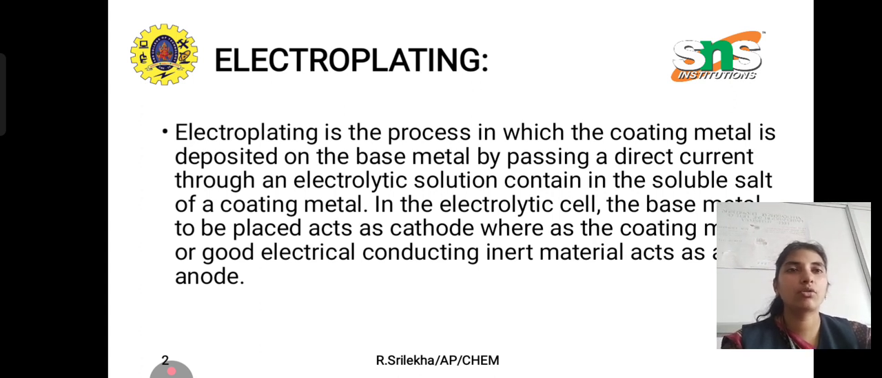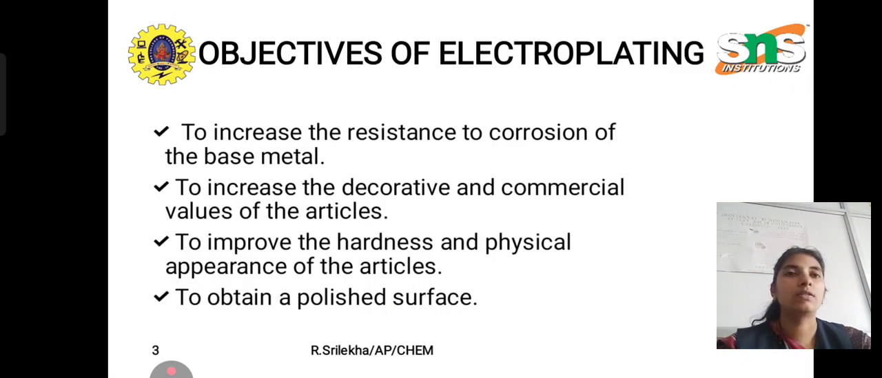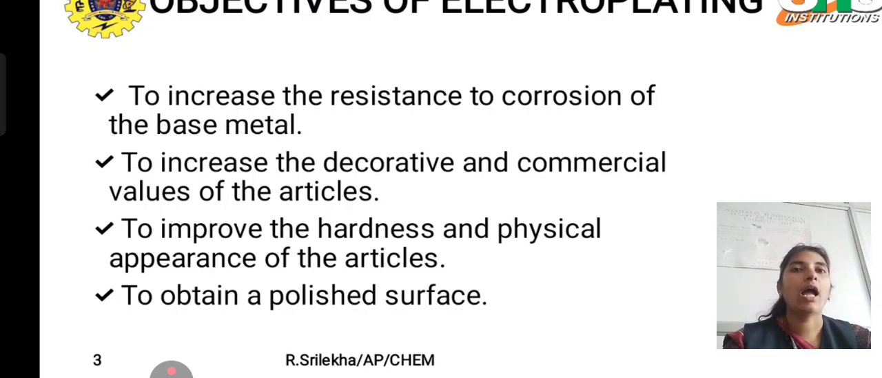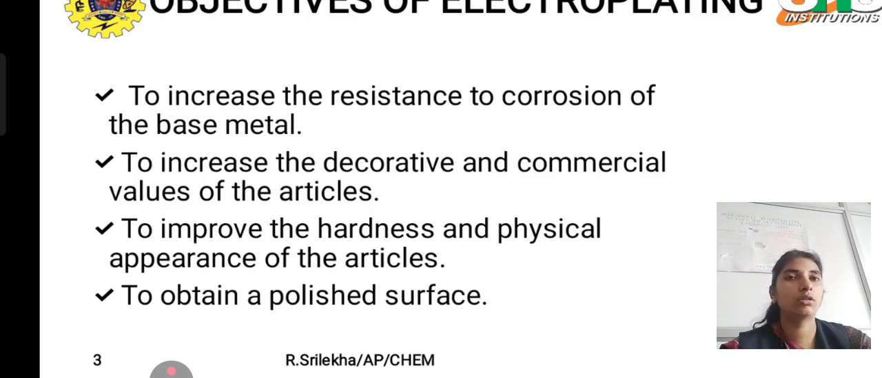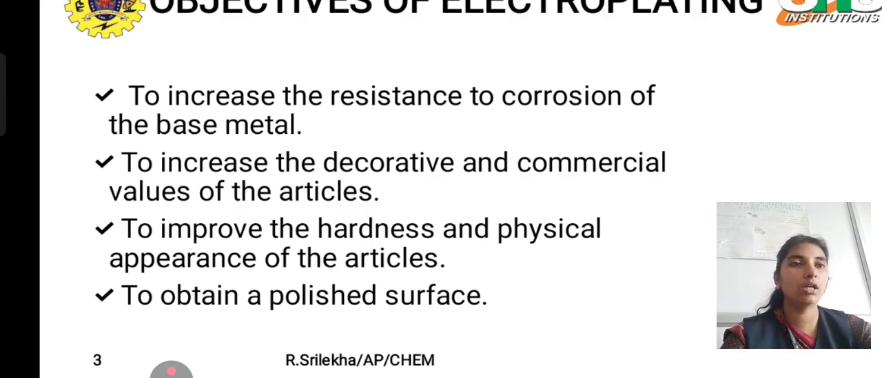What are the objectives of electroplating? First, to increase the resistance to corrosion of the base metal. Second, to increase the decorative and commercial values of articles. Third, to improve the hardness and physical appearance of the articles. And the last one is to obtain a polished surface. So these are the objectives of electroplating.